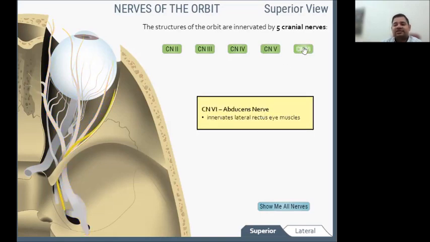Next is cranial nerve number 6. This is the abducent nerve. This is basically going to supply the lateral rectus. So remember the formula LR6 SO4. This is the formula for the extraocular muscles, which are also present in the orbit but not inside the eyeball. They are outside the eyeball. So this was the view from the superior side.